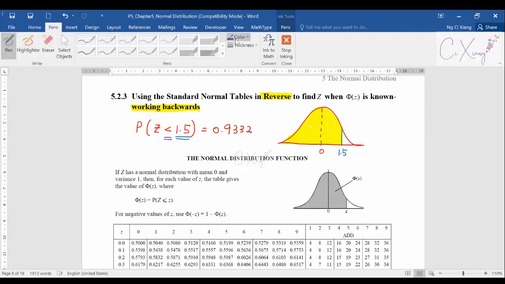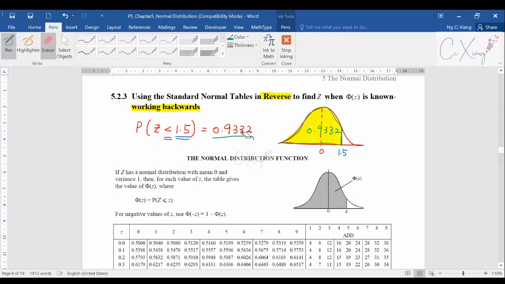Then we continue to the answer. Our answer is 0.9332. This 0.9332 tells you that this is the value for the highlighted area. So they talk about the area value, and this whole thing is 0.9332. You have to make sure that you understand all the symbols and values here very clearly, and you should know how to draw the graph correctly, because I'm using the graph later to solve this kind of question.